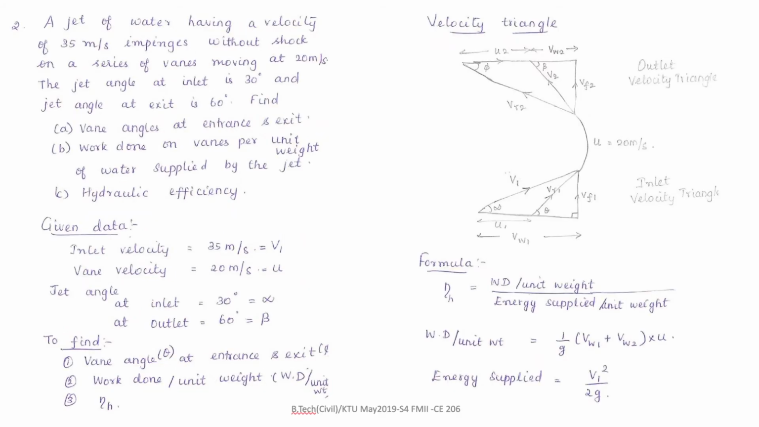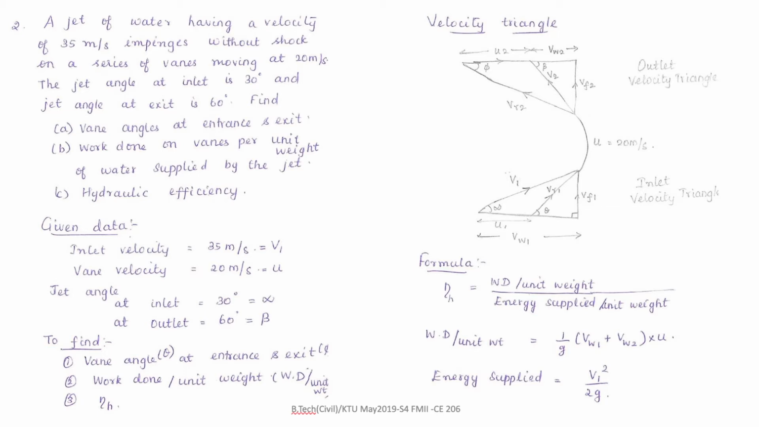The second problem, I am again reading the problem. A jet of water having a velocity of 35 meter per second impinges without shock on a series of vanes moving at 20 meter per second. The jet angle at inlet is 30 degree and the jet angle at the exit is 60 degree. Find vane angles at entrance and exit, work done on vanes per unit weight, and finally hydraulic efficiency.